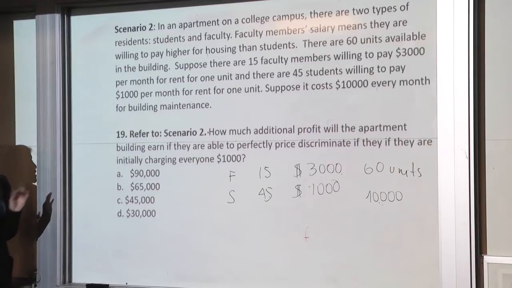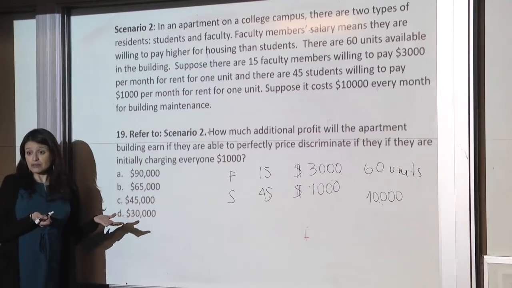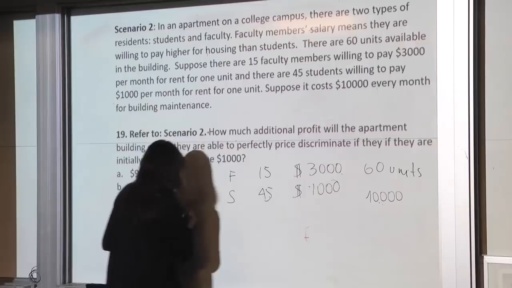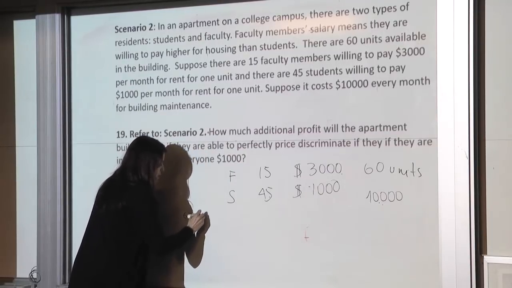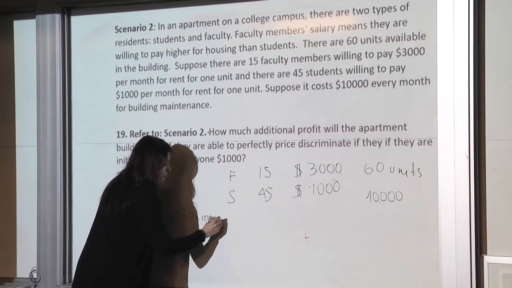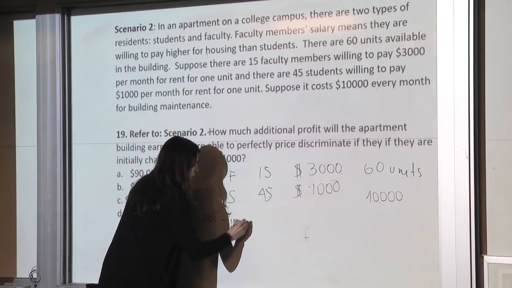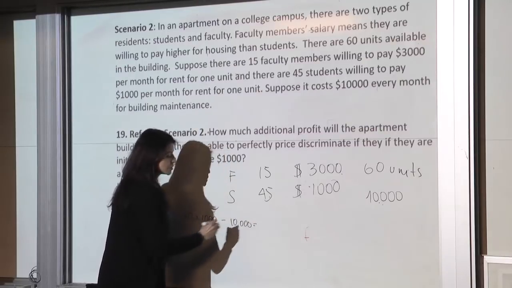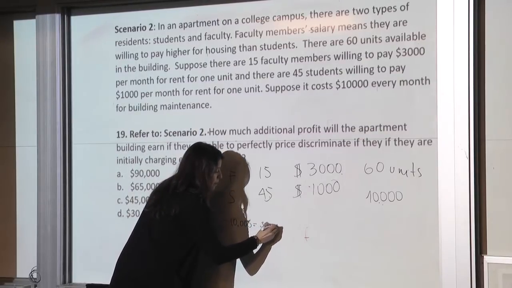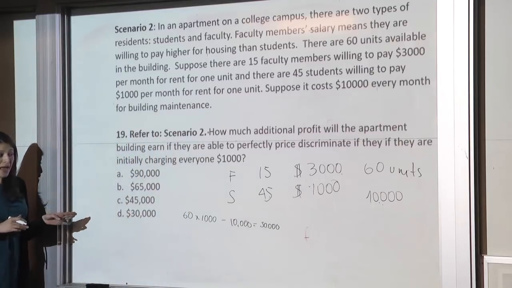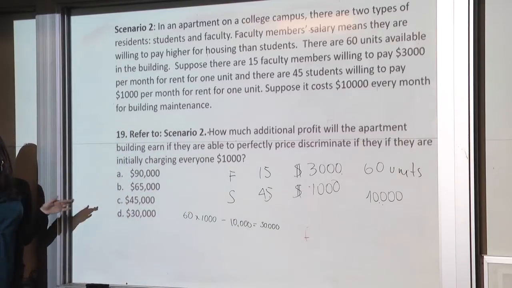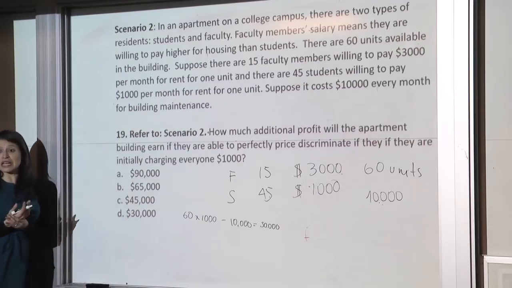First of all, if they are initially charging everyone $1,000, what are the profits? 60,000, right? 60 units times $1,000 minus the cost of the building maintenance, $10,000. That will be equal to 50,000, right? Those are the profits that they make if they charge everyone the same $1,000. But if they price discriminate, what happens?